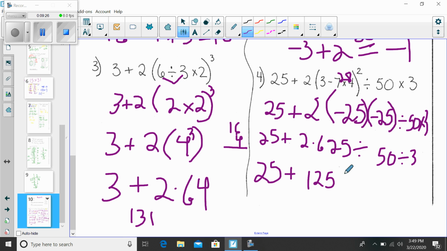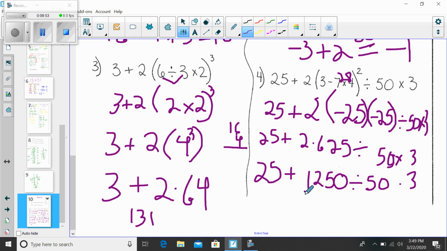1250. And I'm assuming, I'm sorry, this should be a divide. I'm assuming you're doing this without your calculator. I should have said that at the beginning of the video. Do these without your calculator. Okay, so that would be this divided by 50 and then times 3. I'm going to put that way over here.